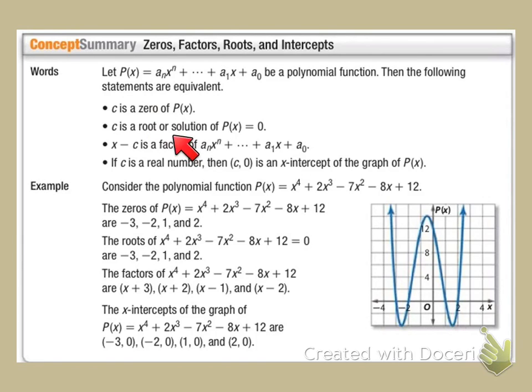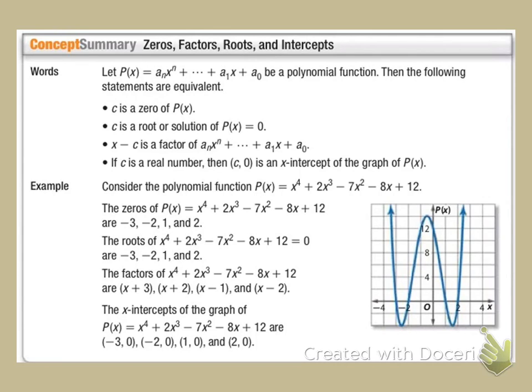I'm going to skip the words and go down to the example because I think that makes it make sense. So the polynomial function they want to put a pretty bow around the chapter with is x to the fourth plus 2x cubed minus 7x squared minus 8x plus 12. The graph of that polynomial is pictured right here. It's an even, positive degree polynomial. Everybody see that? How many zeros does that guy have? 4. That guy has 4 zeros.